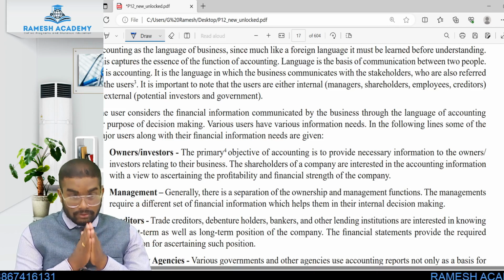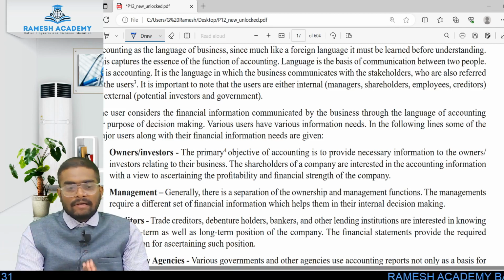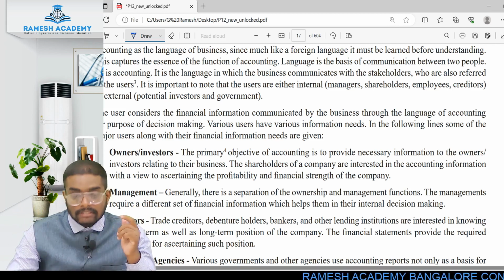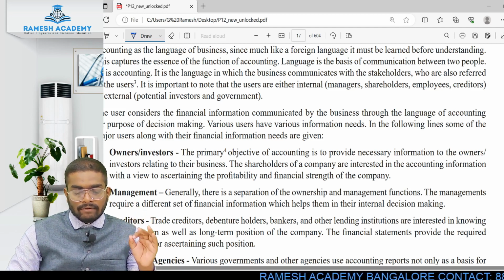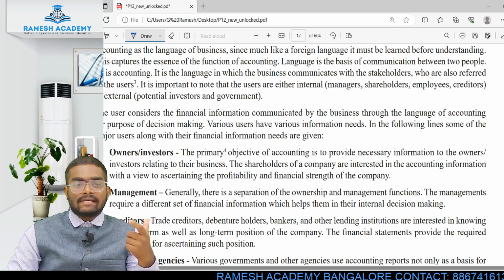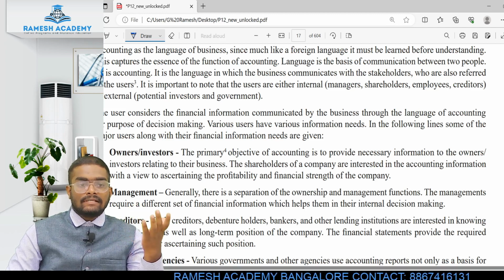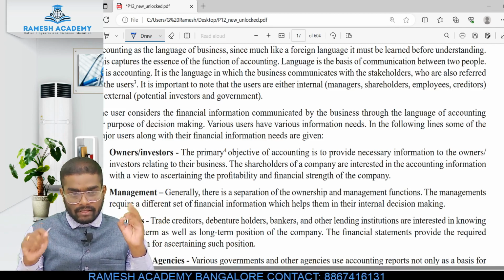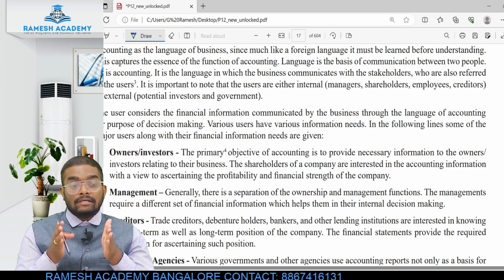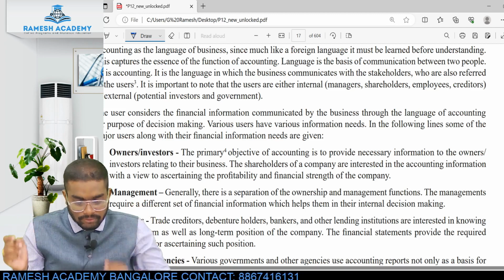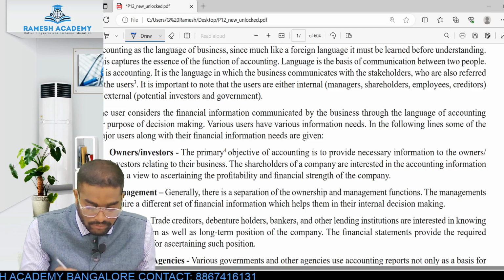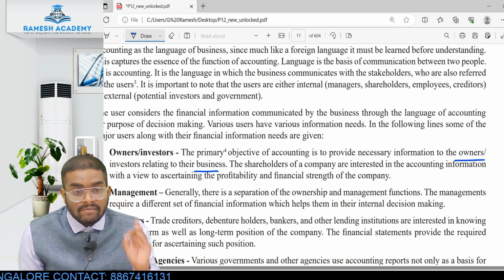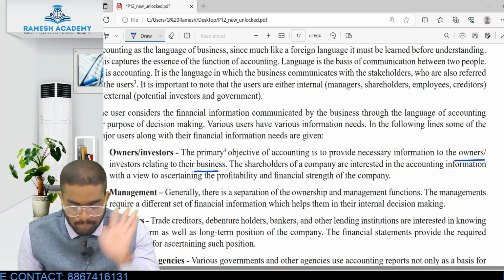So the owners are different from management. Management are the persons who actually run the business. So they are concerned with decision making. That's the reason they would be requiring information for their decision making tools. Whether to make a company better is concerned only with the management. Management has the power. Owners have the right, but the ultimate job is done by the management people. So now if you go here, for owners, the primary objective is to provide information relating to their business. Information in the sense of profit or the financial position.